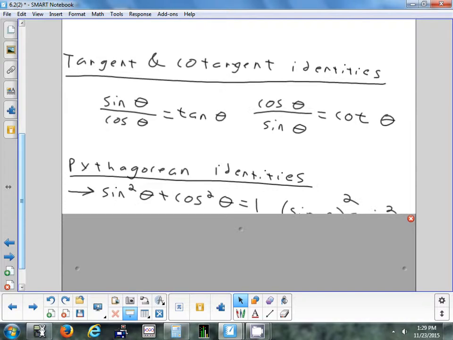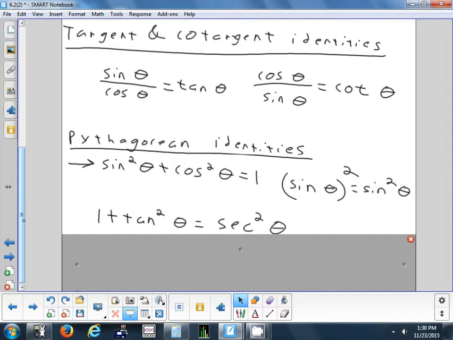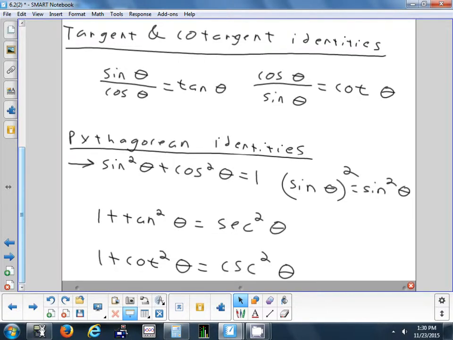Okay, so your Pythagorean are sine squared plus cosine squared equals 1. 1 plus tangent squared equals secant squared. And 1 plus cotangent squared equals cosecant squared. Really, these other 2 are all derived from this top one. So if you can just remember sine squared plus cosine squared equals 1, you can figure out these other 2 if you have to.